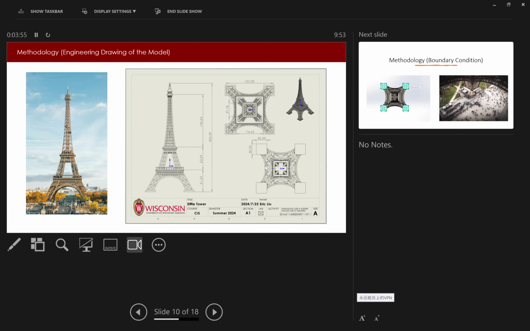Okay, and another feature I would like to discuss more is the base of the Eiffel Tower. This base is actually made up of four squares, each with a 30-meter dimension.